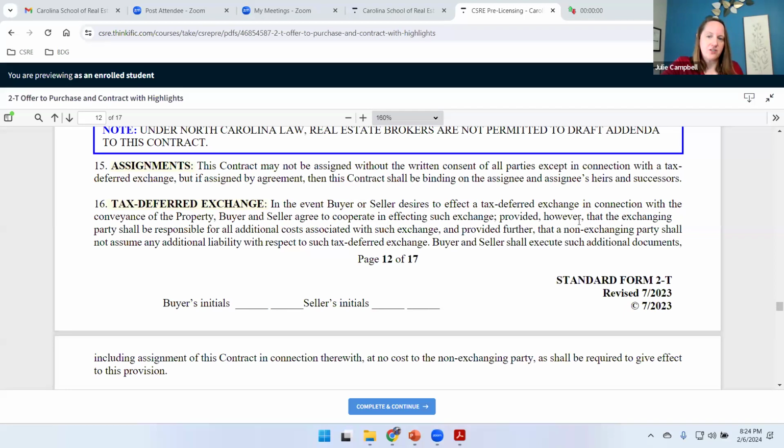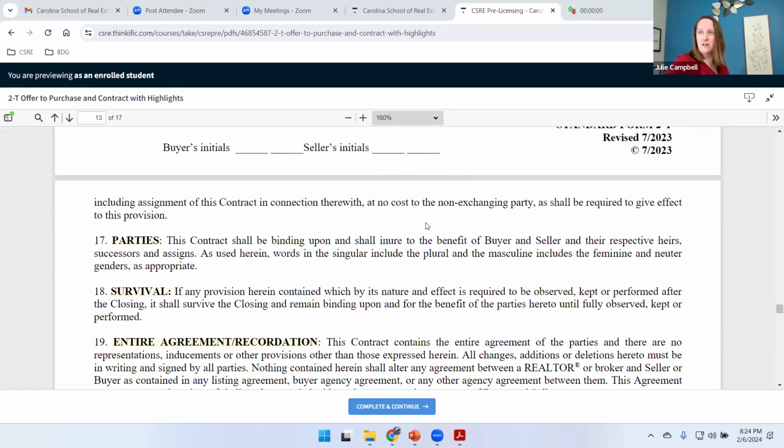Tax deferred exchange is an IRS provision. If you have an investor client, they may be able to defer paying taxes on their investment properties. So whether or not we're doing a tax deferred exchange is going to be addressed here.